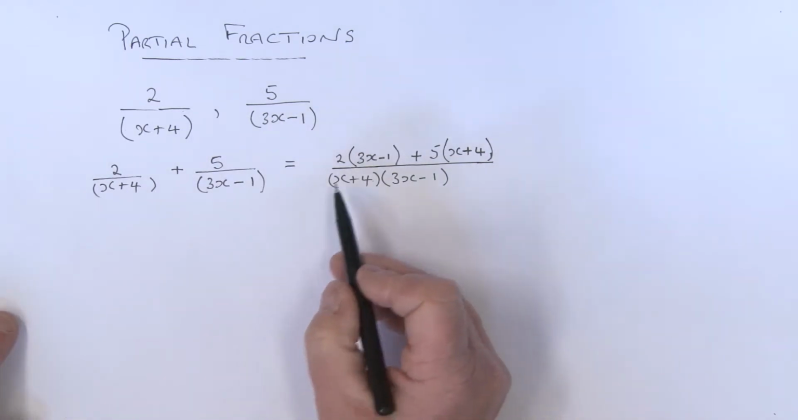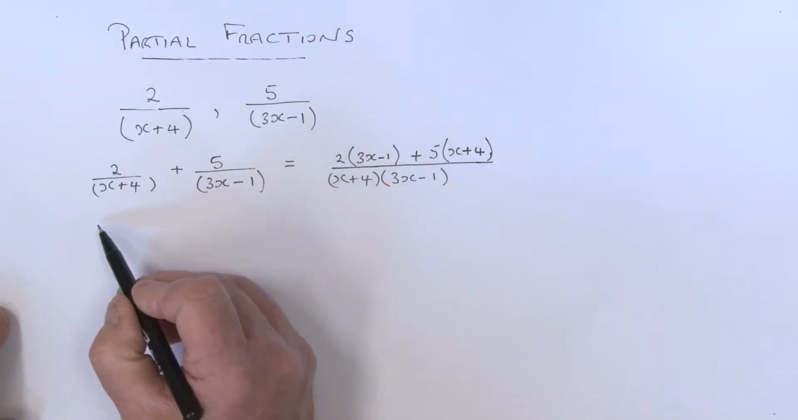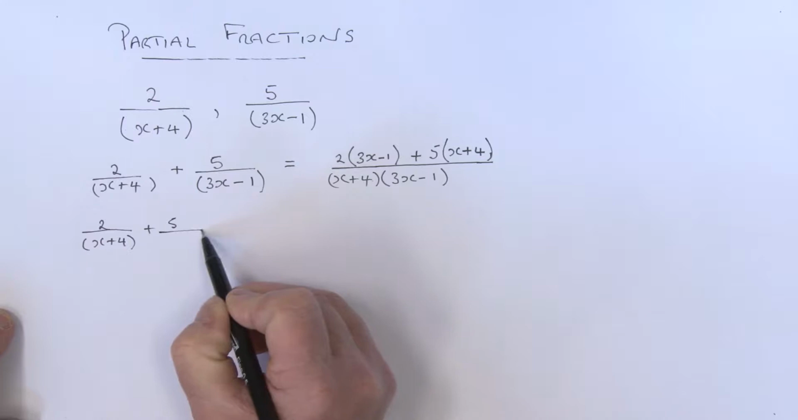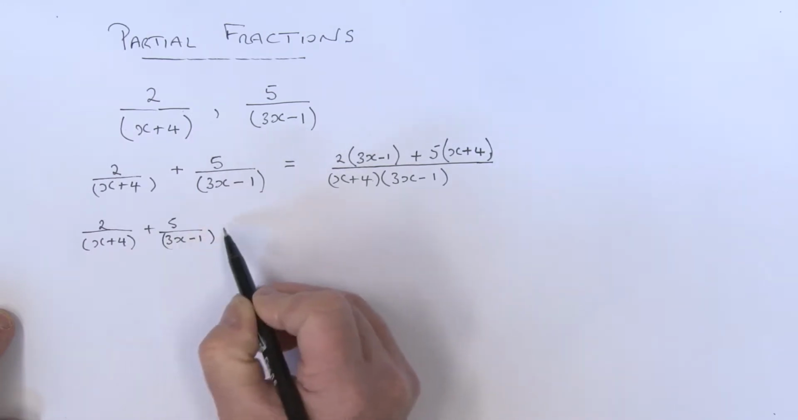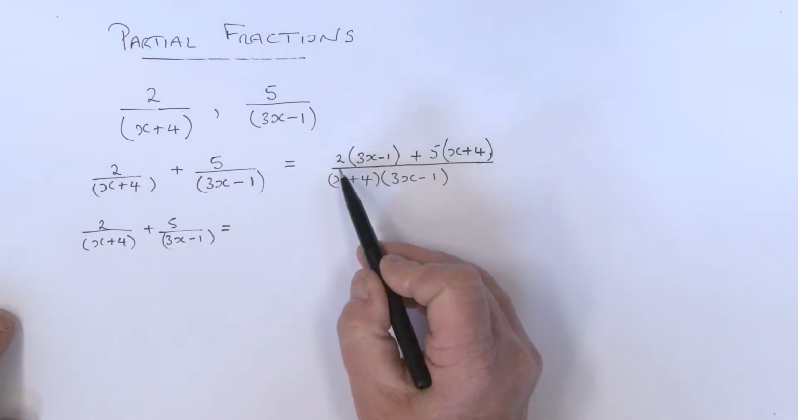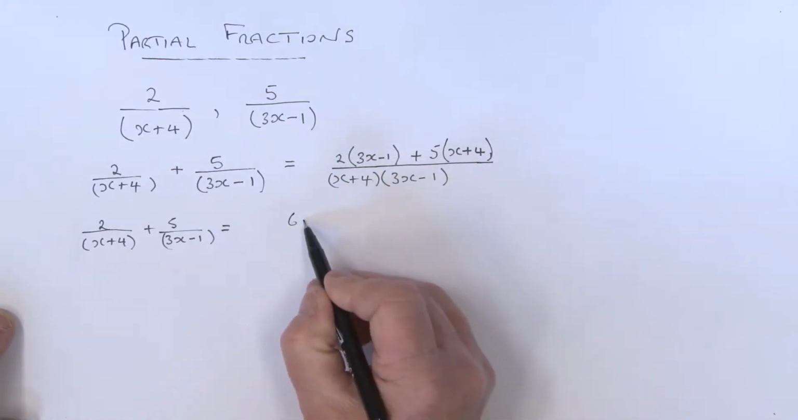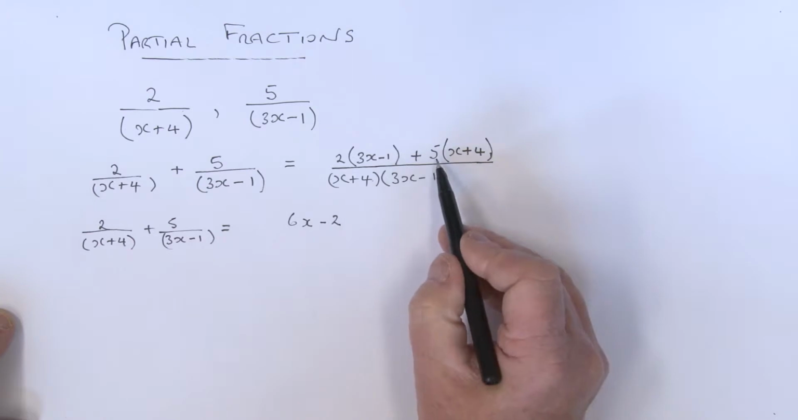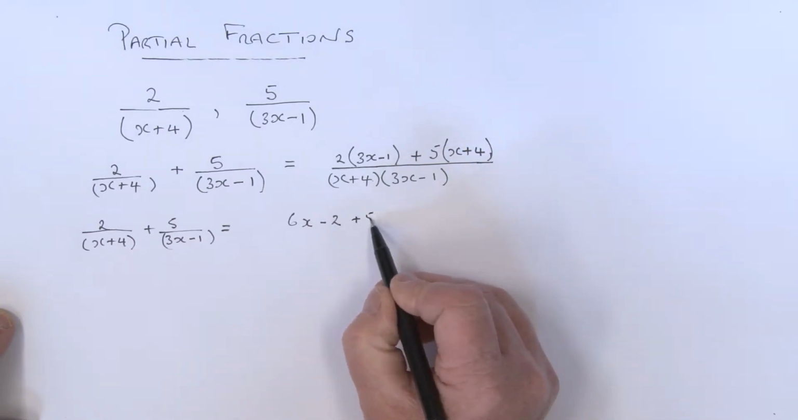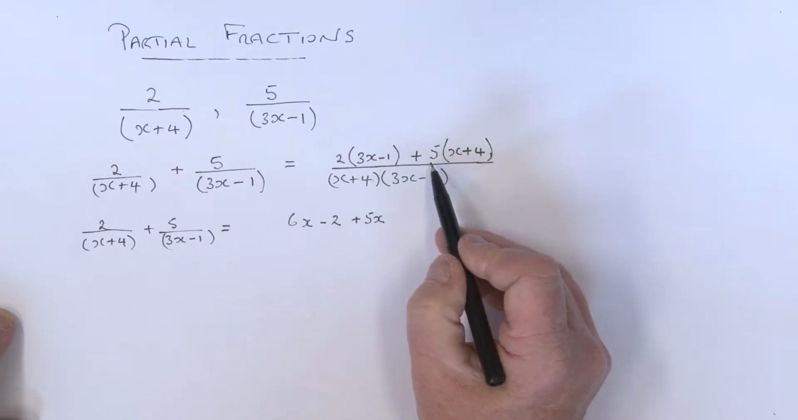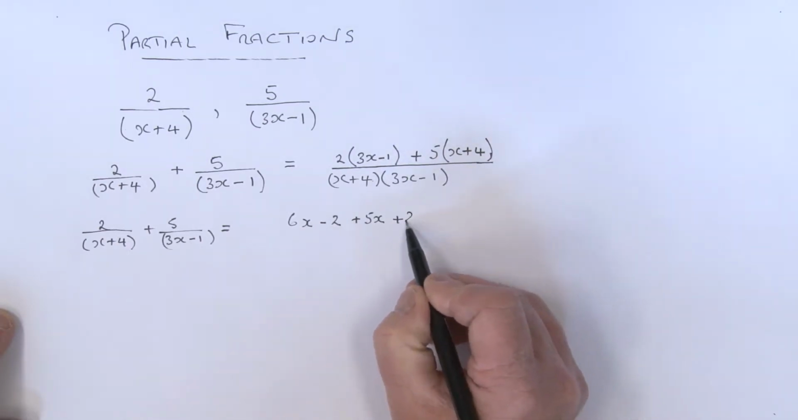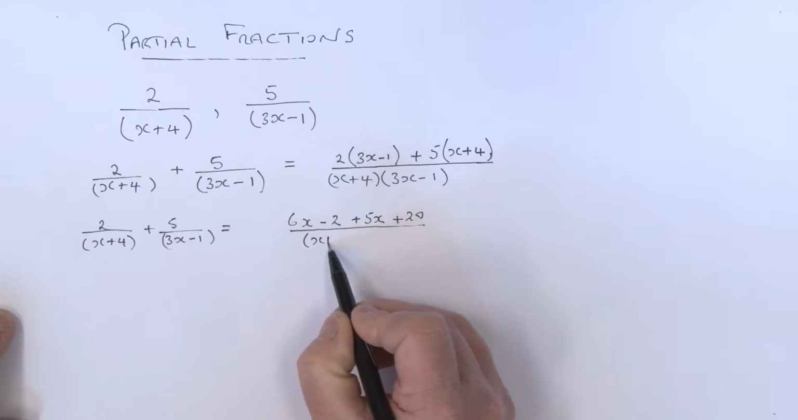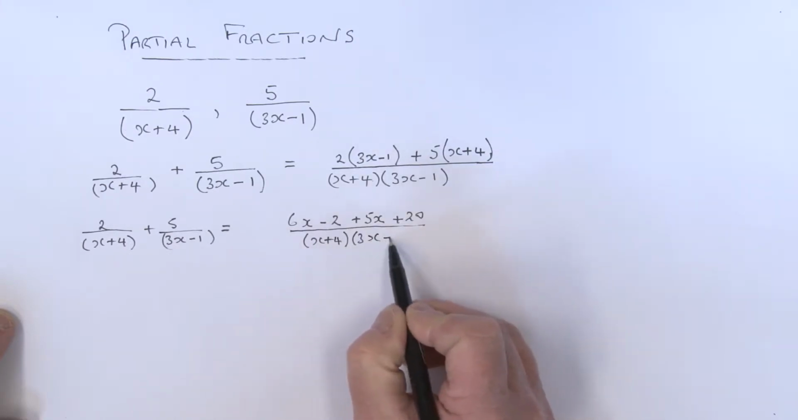Okay, so let's take this a little bit further. We've got our 2 divided by the x plus 4 plus the 5 divided by the 3x minus 1, and that is equal to, so what are we going to do here? We're going to multiply this out. That's 6x, and then 2 times the minus 1 is a minus 2, and then we've got 5x, so that's a plus 5x, and then 5 times 4, which is a plus 20, and of course this is still divided by what we have in the denominator, the x plus 4 and the 3x minus 1.